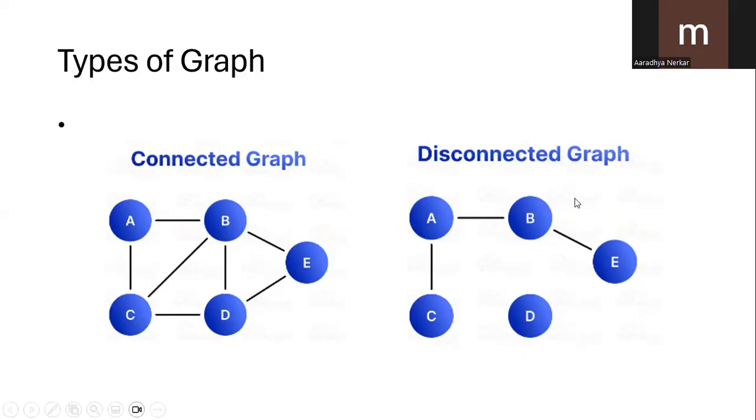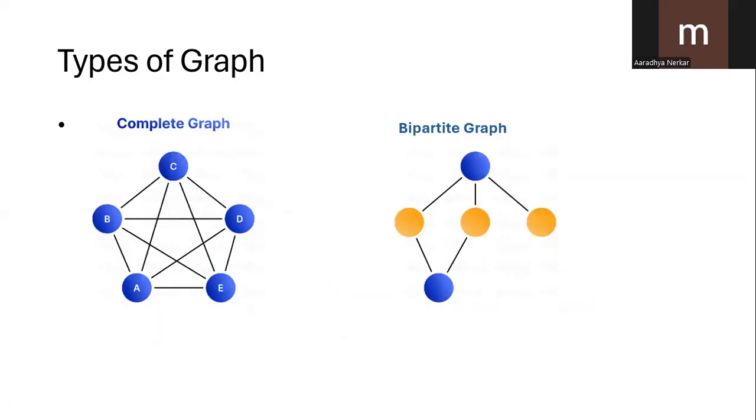Now, a disconnected graph is a type of graph in which at least one pair of vertices is not connected by a path. In other words, there are some nodes in a graph that cannot be reached from others. For example, over here, the vertex D is not reachable from any of the vertices in the graph, directly or indirectly.